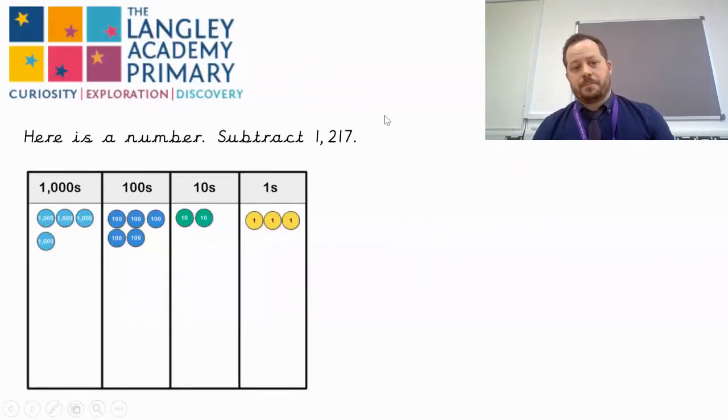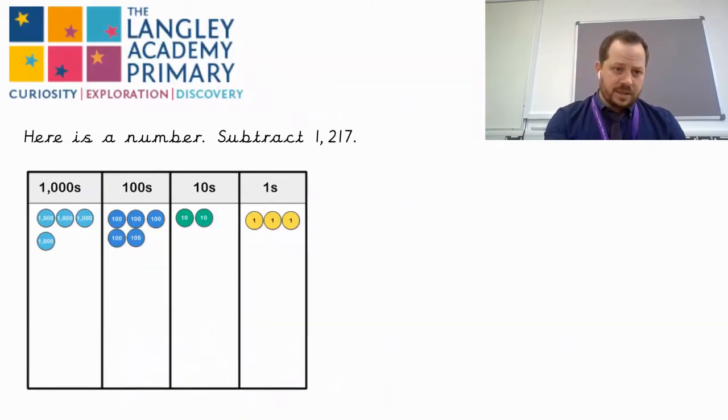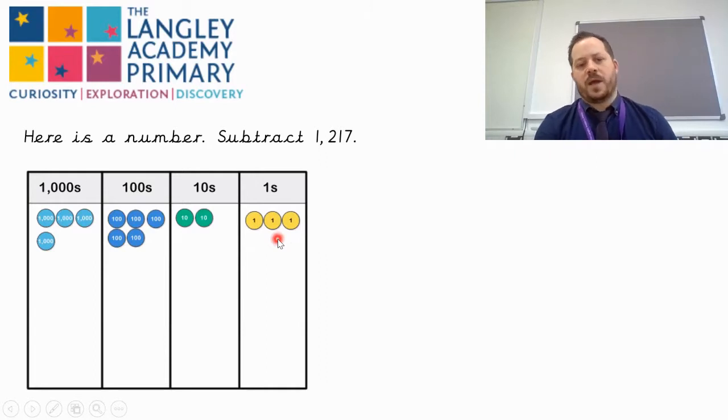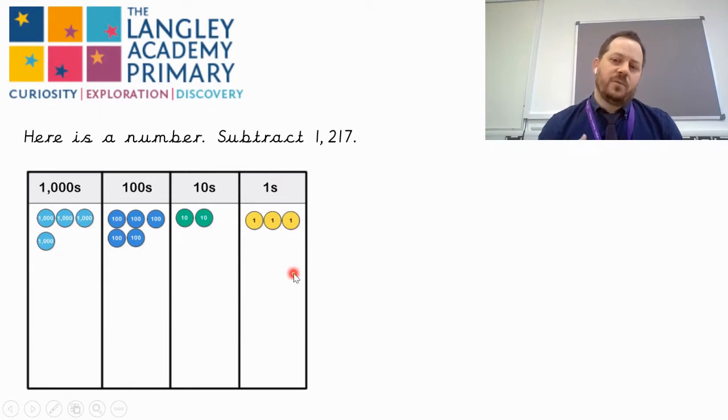So first we start here. We've got our number, which is on our place value grid just here. We've got 4,523, and we're going to take away 1,217. The problem we have here is we start in the ones column, and I don't have 7 ones that I can cross out. So how do I go about doing this?